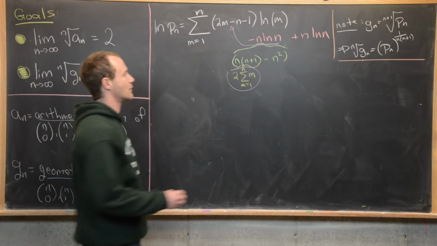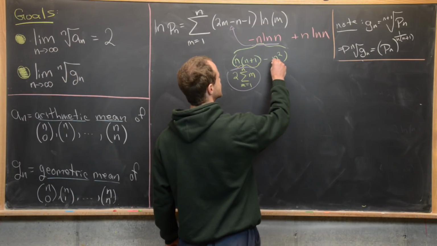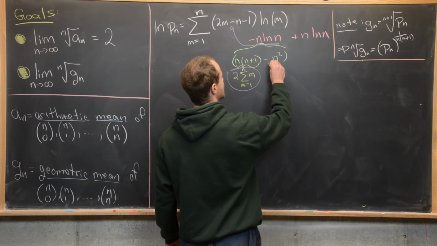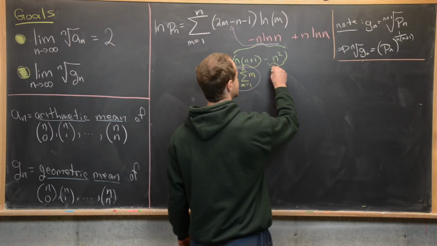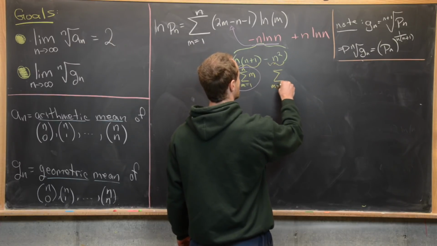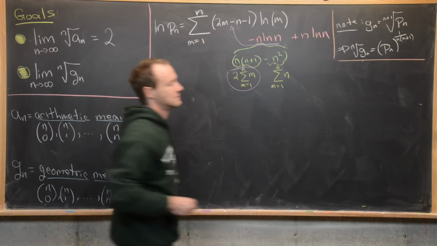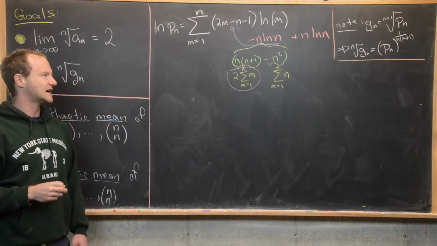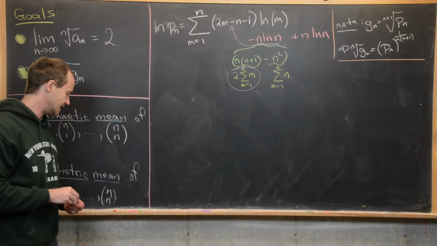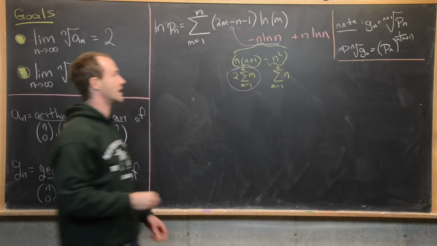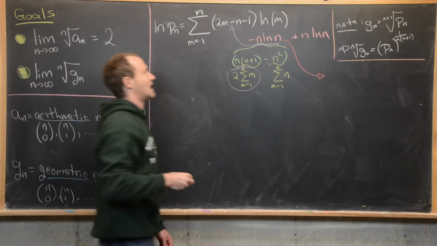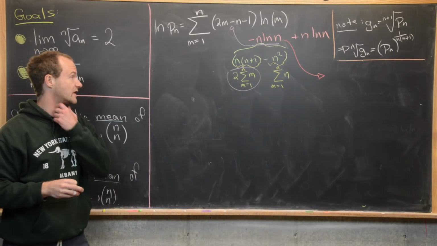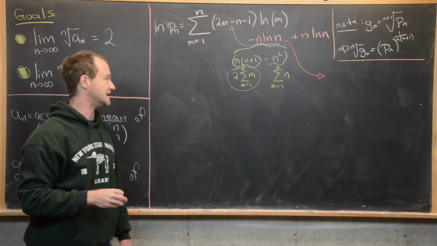And then the next thing that I want to notice is I can take this n squared and rewrite it in a tricky way as well. I can rewrite that as the sum as m goes from 1 to n of n. So if I add n to itself n times, that's the same thing as multiplying n to itself, which gives us n squared. So in other words, this term, which is minus n times the natural log of n, can be rewritten with both of these parts.